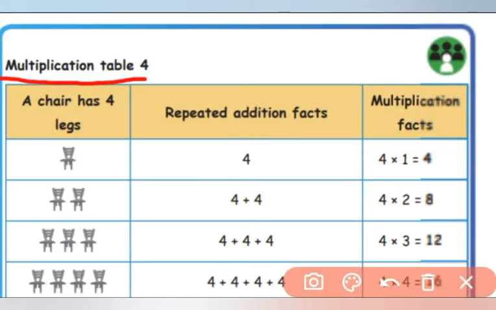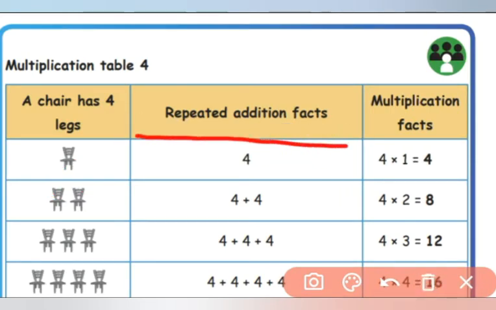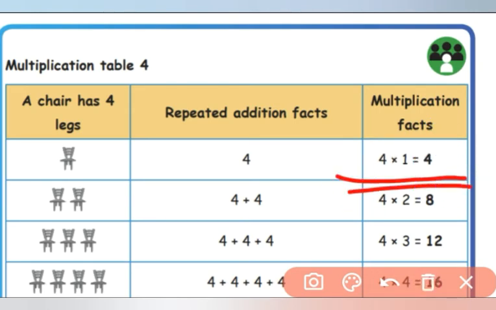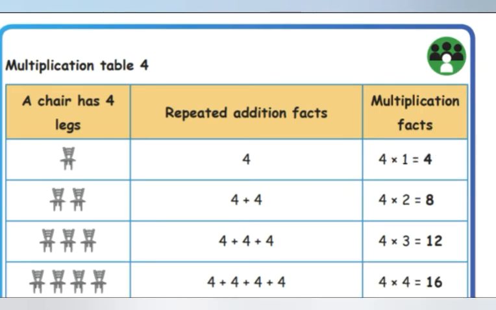Multiplication table 4. We saw tables 2 and 3; in the same way, let's see 4. A chair has 4 legs. Repeated addition facts and multiplication facts. See, how many legs does this chair have? 4. See, 4 legs, 1 chair. The total number of legs is 4. The multiplication fact is 4 into 1 is equal to 4.